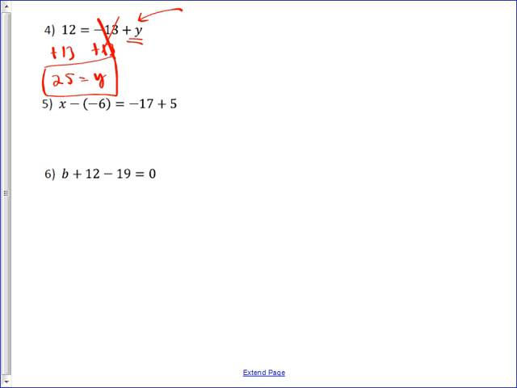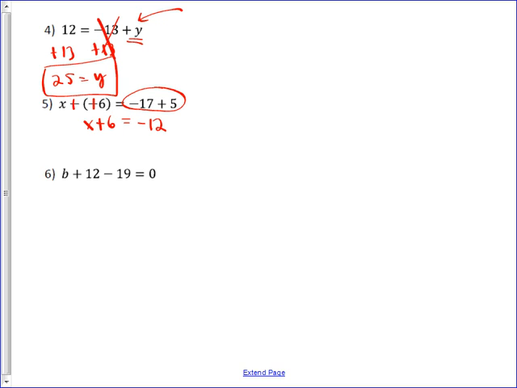Okay, sometimes you need to simplify both sides of the equation first. And so this first one, x minus a negative 6, is just x plus 6. And then the second one, negative 17 plus 5, is just negative 12. And so we do the simplifying first, and that makes our life a lot easier.